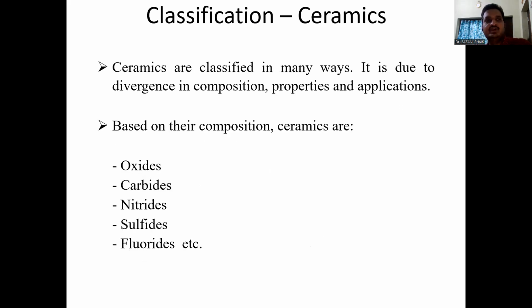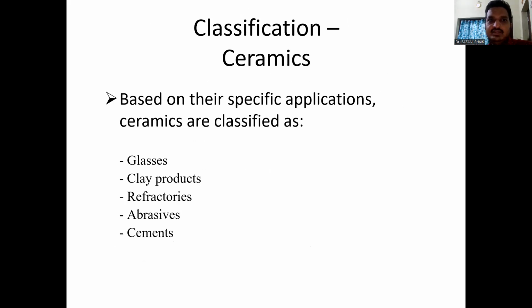And there are different classifications of ceramics based on composition, properties, and different applications. These compositions are oxides, carbides, nitrides, sulfides, chlorides, etc. These classifications are manufactured for different applications like glasses, clay products, refractories, abrasives, and cements.